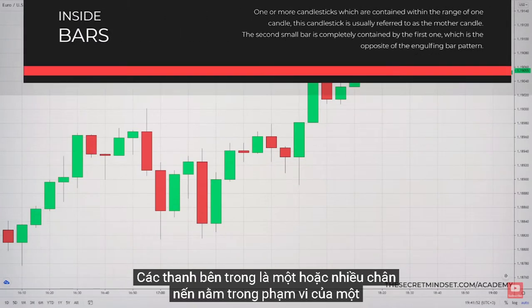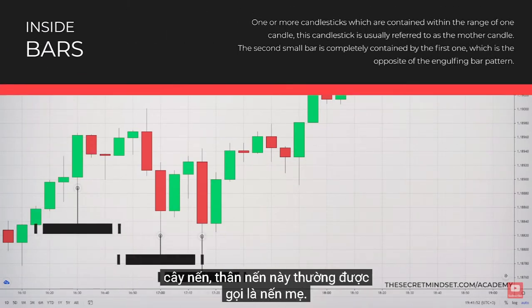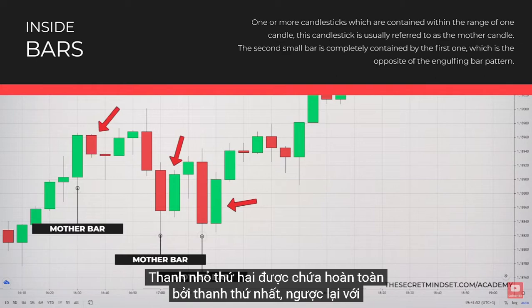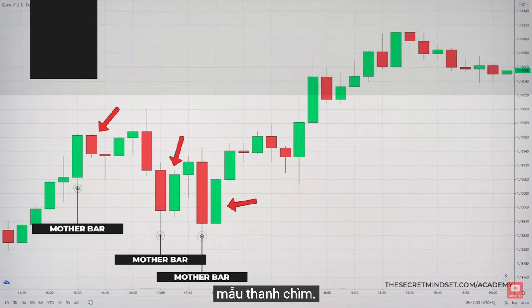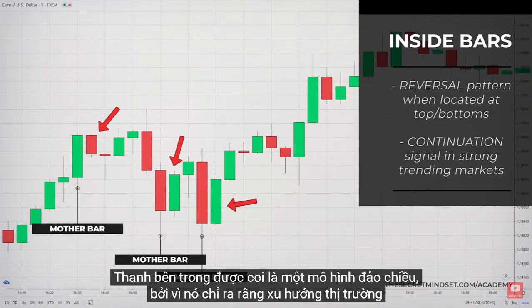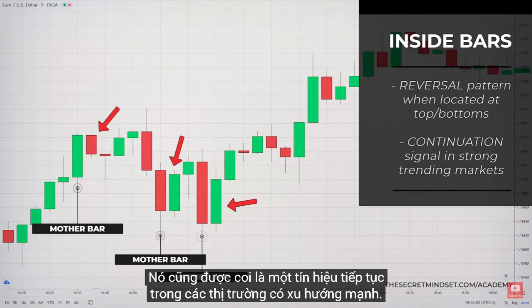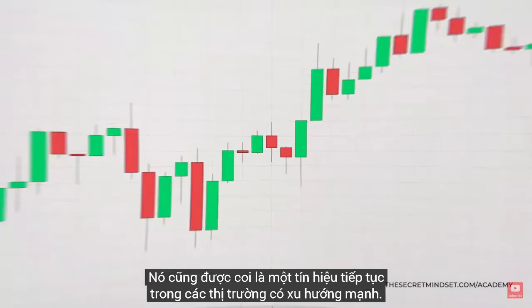Inside bars are either one or more candlesticks which are contained within the range of one candle. This candlestick is usually referred to as the mother candle. The second small bar is completely contained by the first one, which is the opposite of the engulfing bar pattern. The inside bar is seen as a reversal pattern because it indicates that the market trend is likely to change, especially when it's located at tops or bottoms. It is also considered a continuation signal in strong trending markets.